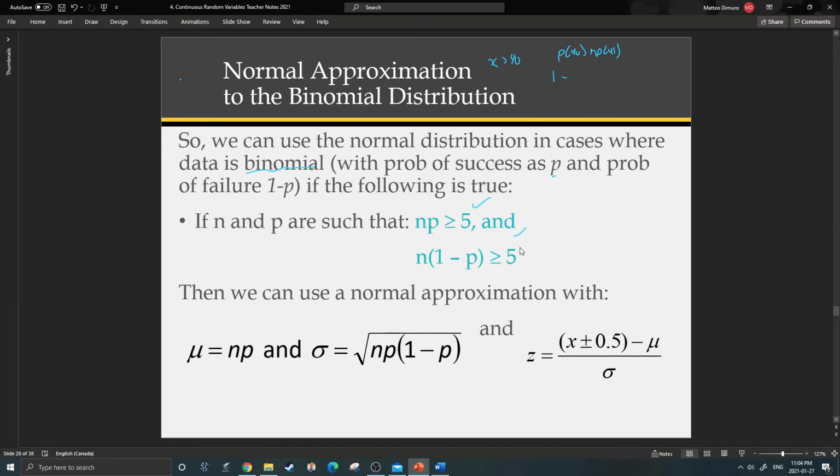If those two things are true, then you can approximate the mean by going n times p, and we already knew that from the binomial distribution, and the standard deviation by going n times p times 1 minus p, and then doing the square root of that. And we modify our z-score formula to have this correction factor of 0.5. Does a correction factor of 0.5 make a difference? Well, it really depends on how big the x value is. It depends on all sorts of stuff. But the formula has this correction factor of plus or minus 0.5. Now, how we deal with that precisely, I'll talk about in a moment.